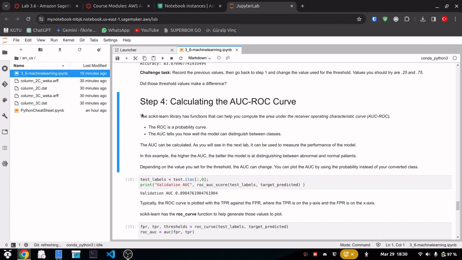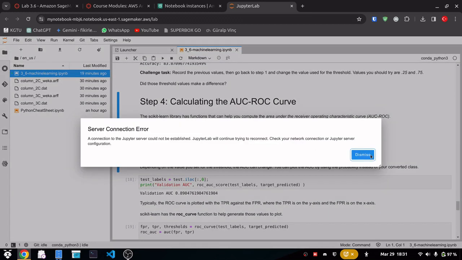And for step 4, calculating the AUC-ROC curve. The scikit-learn library has functions that can help you compute the area under the receiver operating characteristic curve. The ROC is a probability curve, and the AUC tells you how well the model can distinguish between classes.